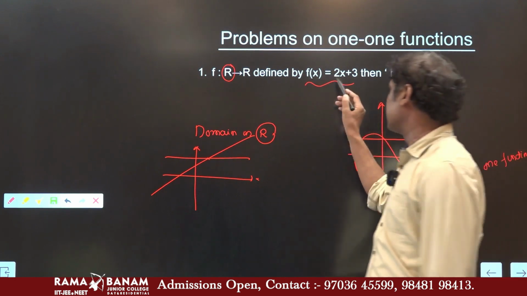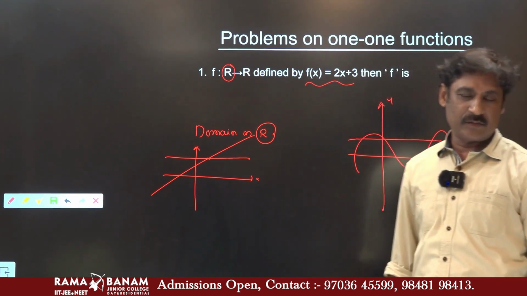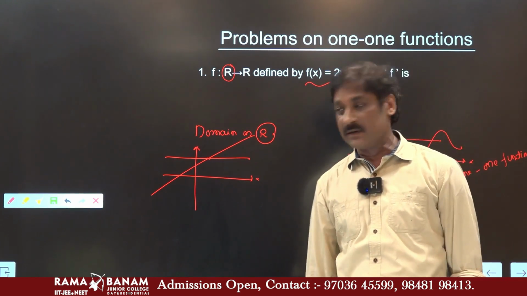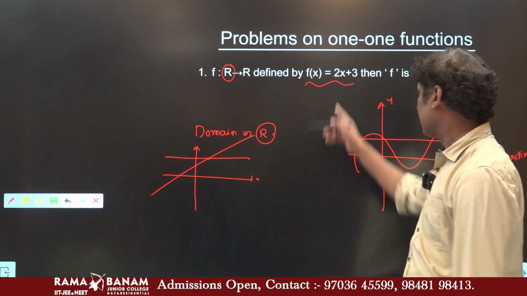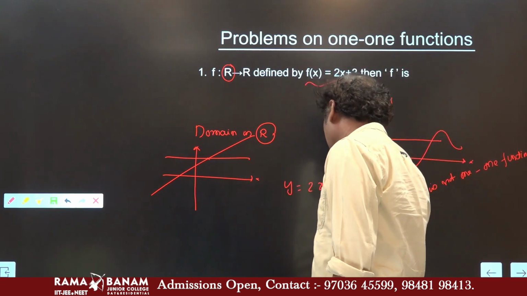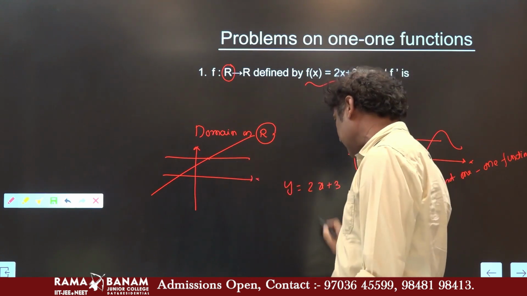This is the function f of x is equal to 2x plus 3. So clearly we can say that it represents a straight line. This is of the form y is equal to mx plus c. You see the function y is equal to 2x plus 3. How is the graph of this function? Just like this we can get it.